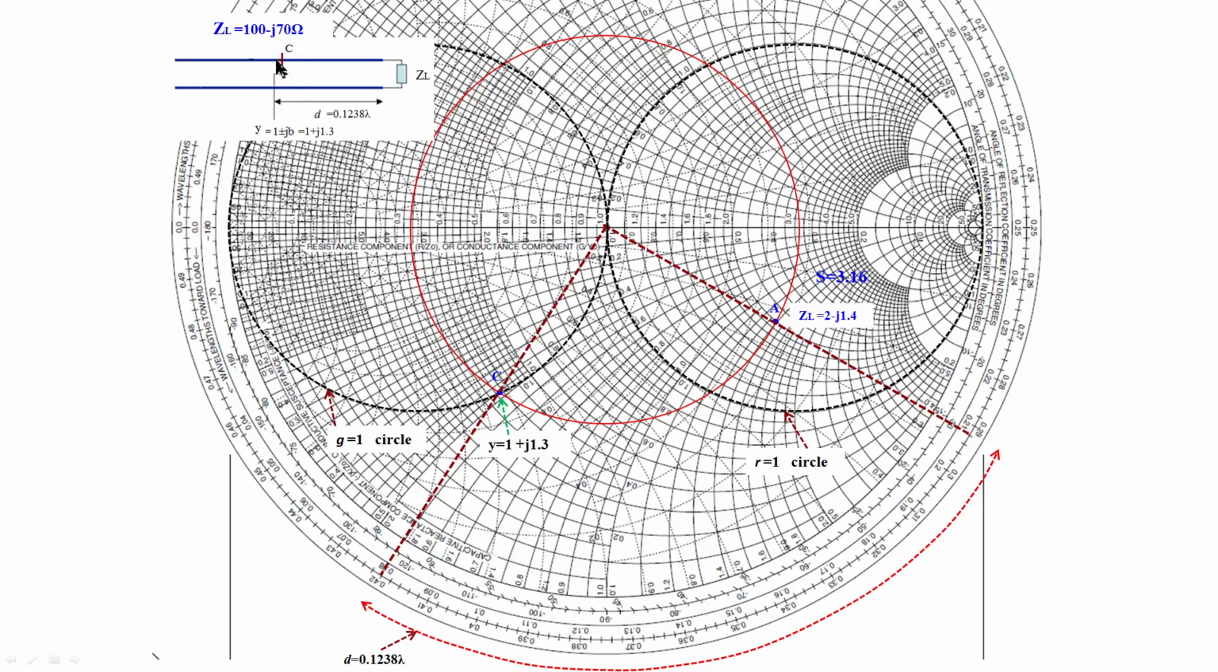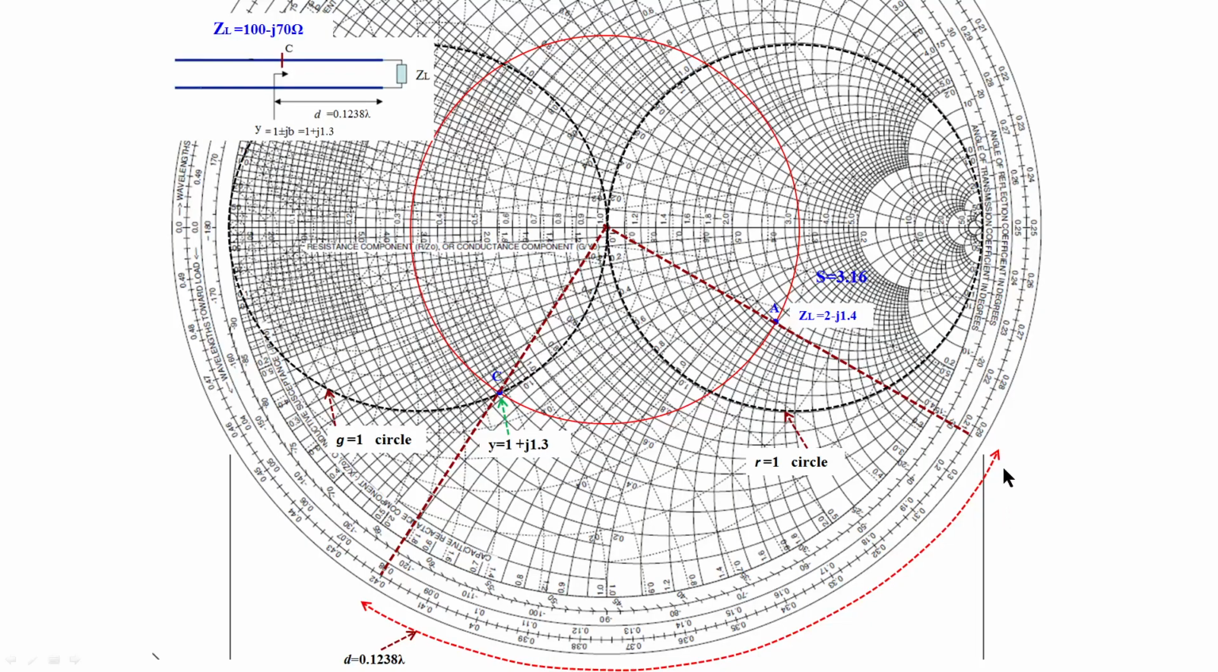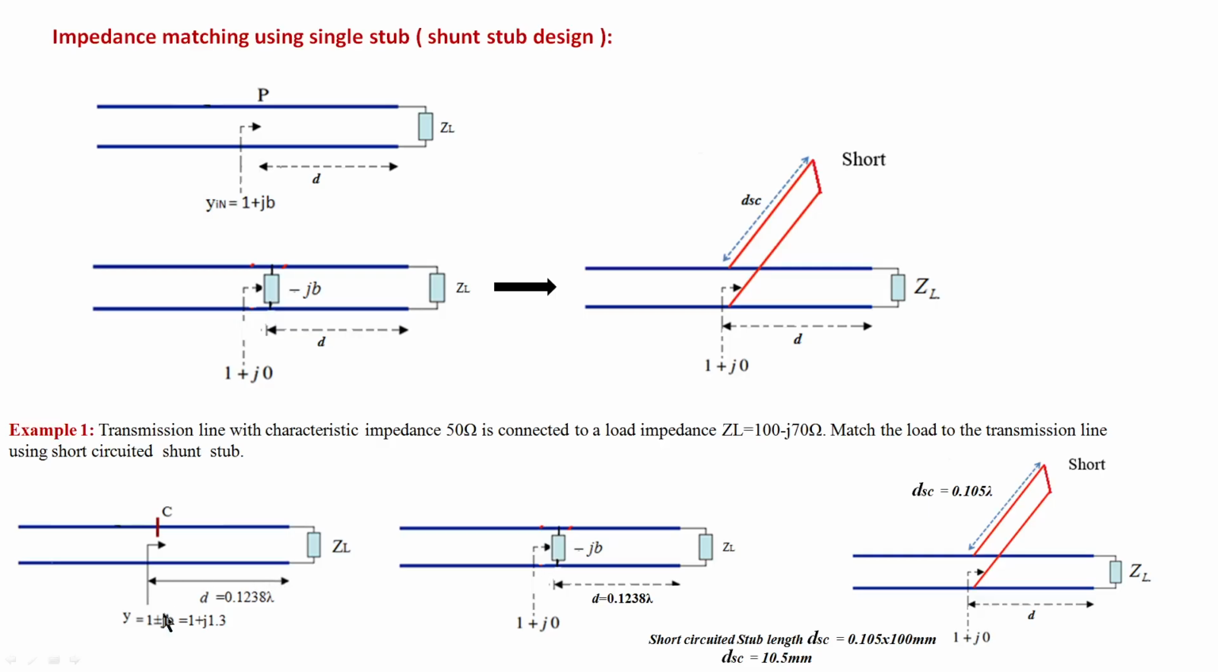So I should connect minus 1.3 here. Is that correct? I should connect minus 1.3. Then that minus 1.3 cancels this plus 1.3, and you will get y equal to 1. See, like this, I traveled like this. How much distance did I travel? 0.1238 lambda, from here to here. Their admittance is 1 plus j1.3.